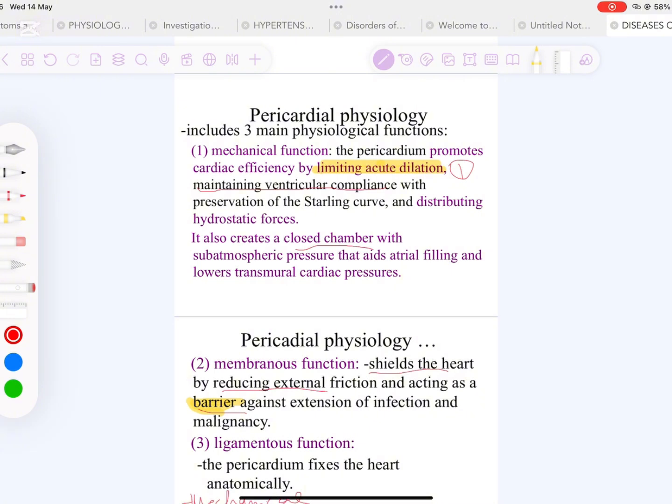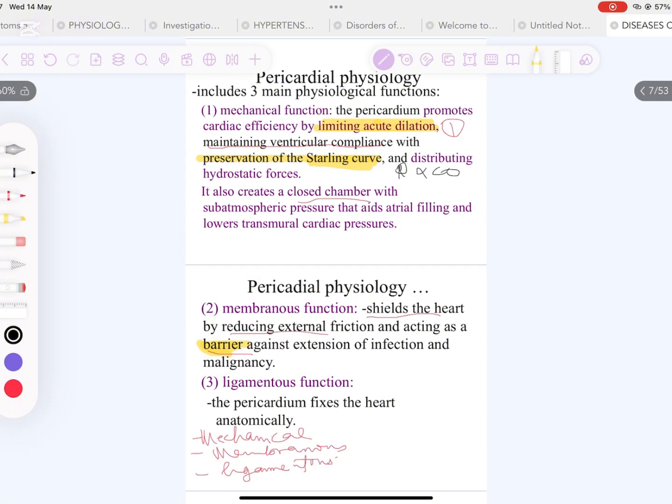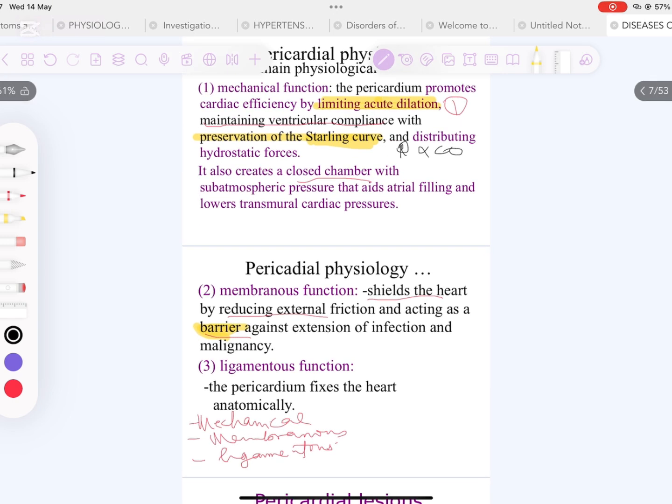You're going to obviously expect the Starling curve to be maintained and preserved. Okay, let's use the word they use: it's going to be preserved. Because what does the Starling curve state? The Starling curve states that preload, I'm going to denote preload with P, is proportional to cardiac output. So the more the preload, the more the cardiac output. So it's going to maintain cardiac output, because the preload is not going to be like 2x, because the pericardium is, like we said, limiting the overfilling of the heart.